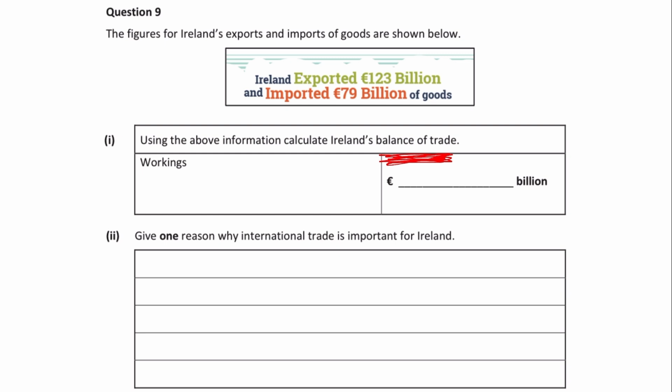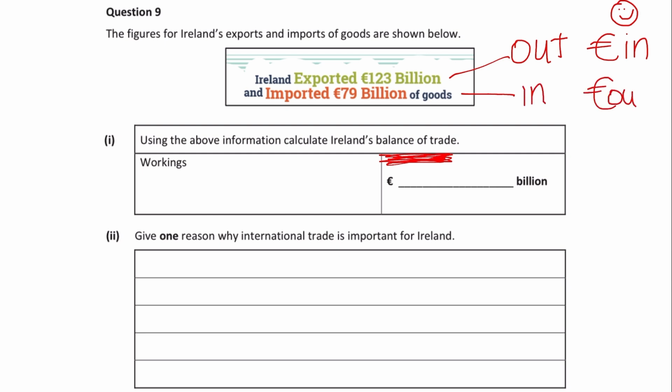So the figures for Ireland's exports and imports of goods are shown below. Ireland exported 123 billion. So that is goods out, okay? But that is money in, right? So we're loving the exports, okay? Whereas imported 79 billion. So that means that goods are coming in, but money is going out.